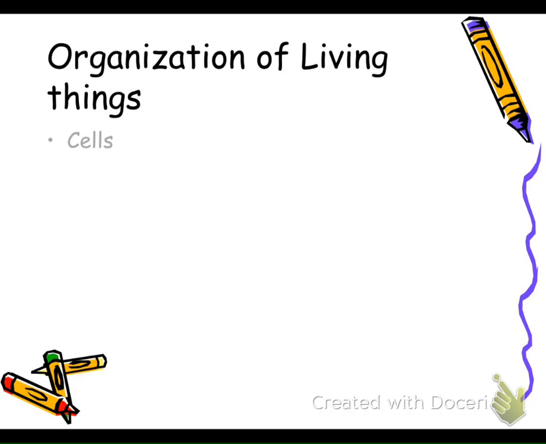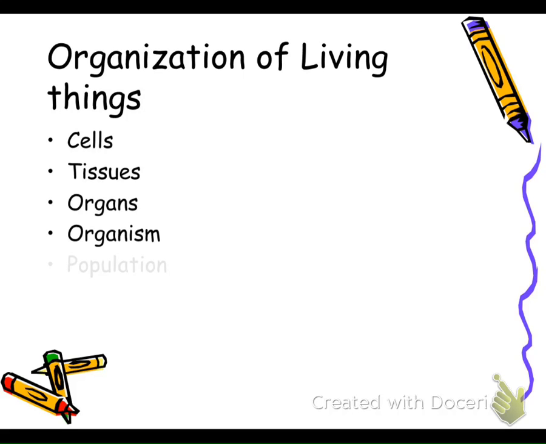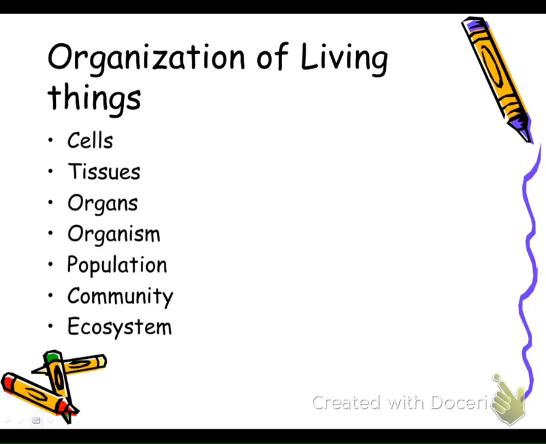Organization of living things. Remember, all living things are made up of cells. Even before that, there's the atom and the molecule. And then the cells form tissues, tissues to organs, organs to organisms, populations, communities, and then ecosystems. And so a population is a group of the same kind of organism. Again, this population right here.